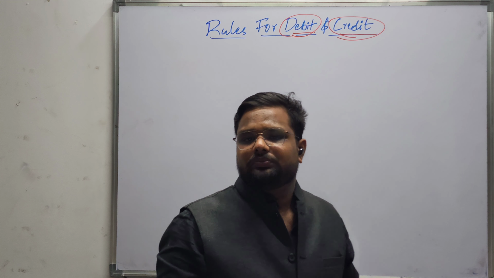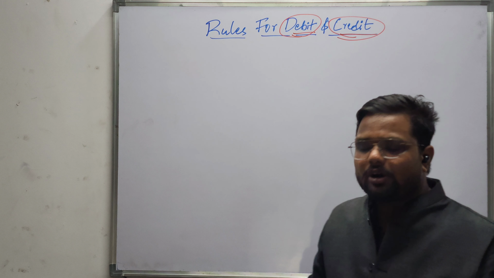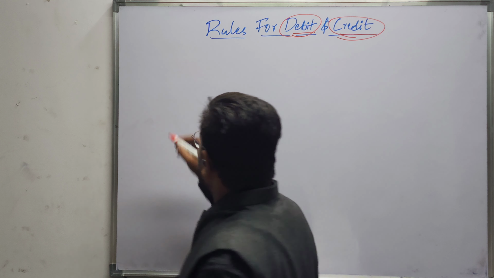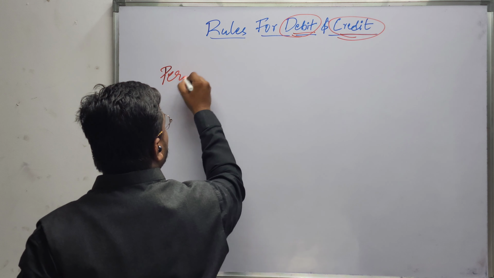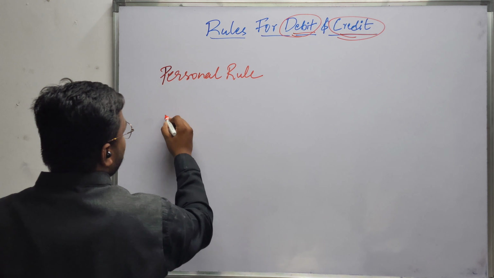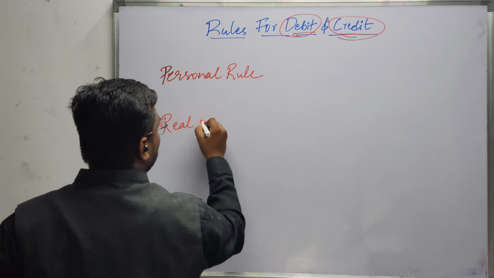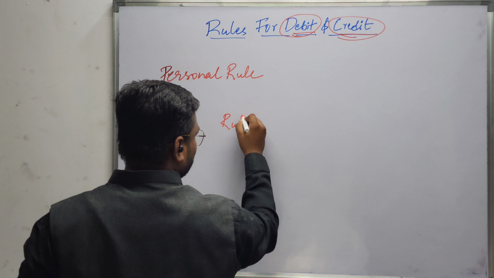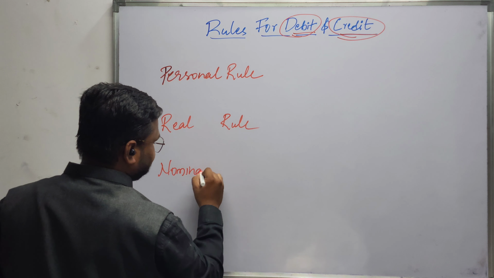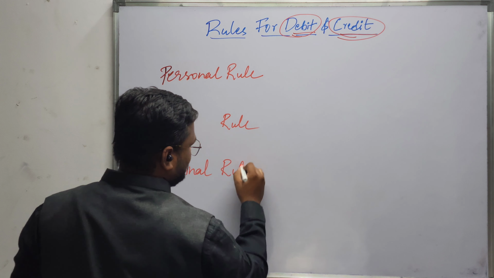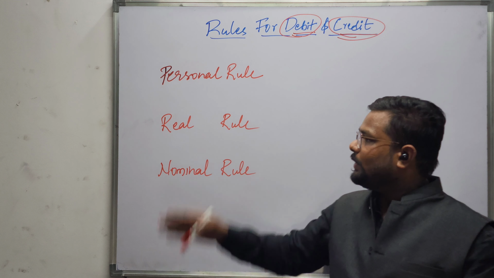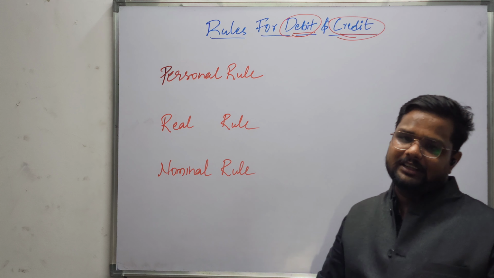This will be a short video. Need not worry, it is a very short video. So for this we have three rules. One is personal, second is real, third is nominal. For debit and credit, there are three rules: personal, real and nominal.